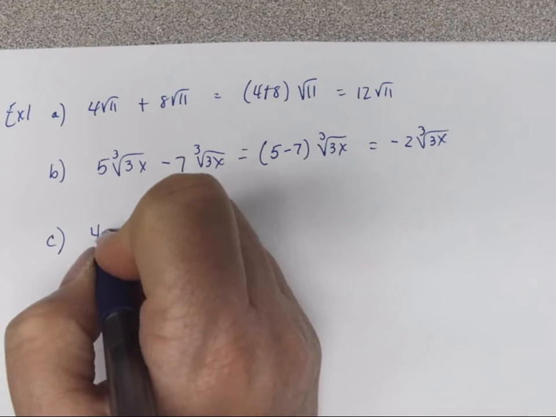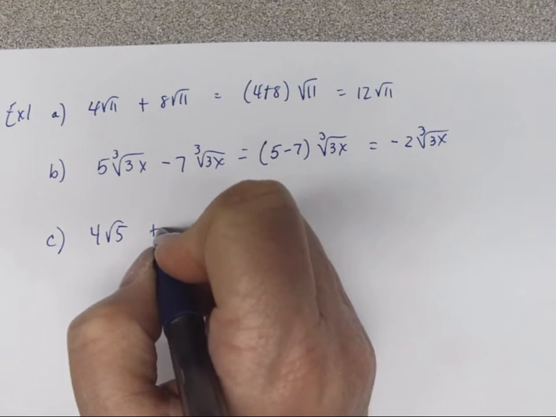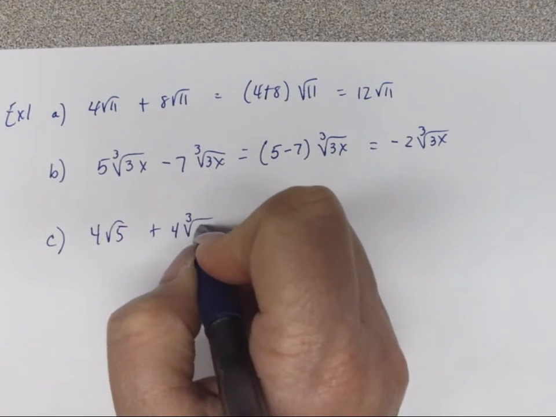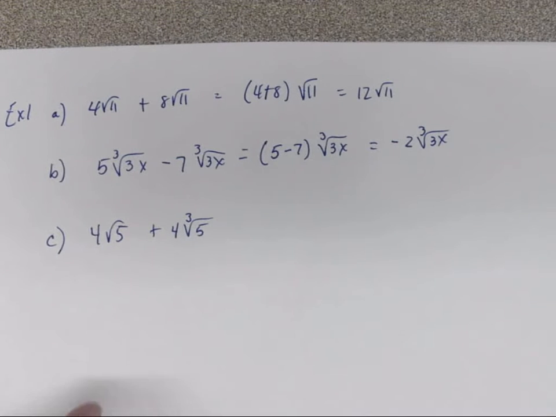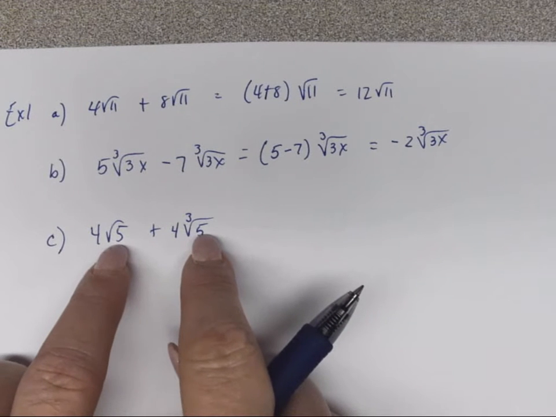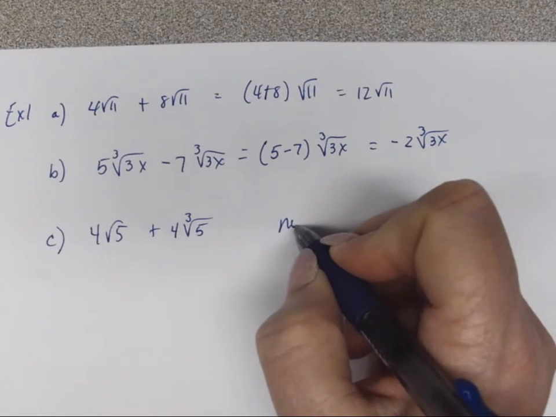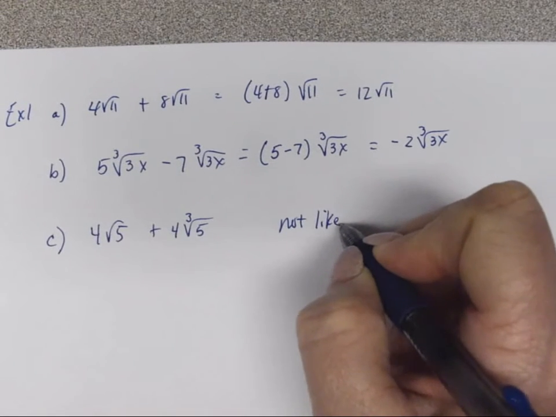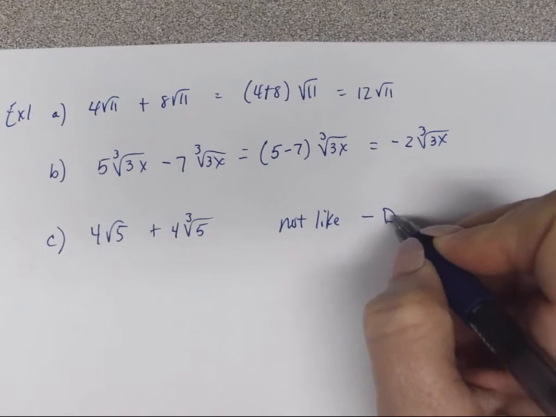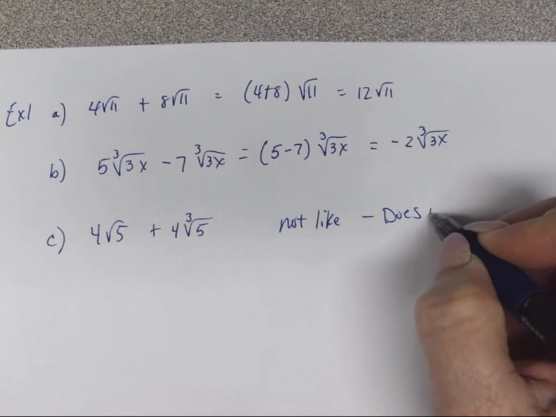If we have 4 square roots of 5 plus 4 cube roots of 5. Well, they both have a 5, but one's a square root, one is a cubed root. These are not like radicals, so it does not simplify.